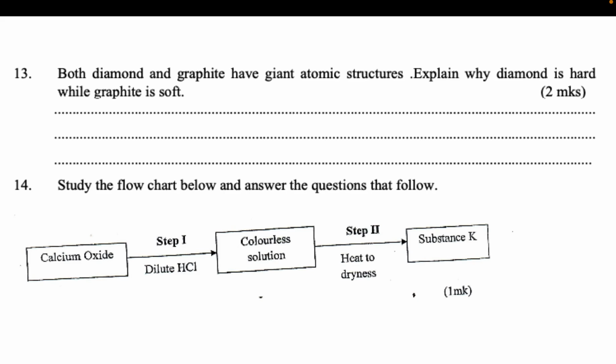13. Both diamond and graphite have giant atomic structures. Explain why diamond is hard while graphite is soft.